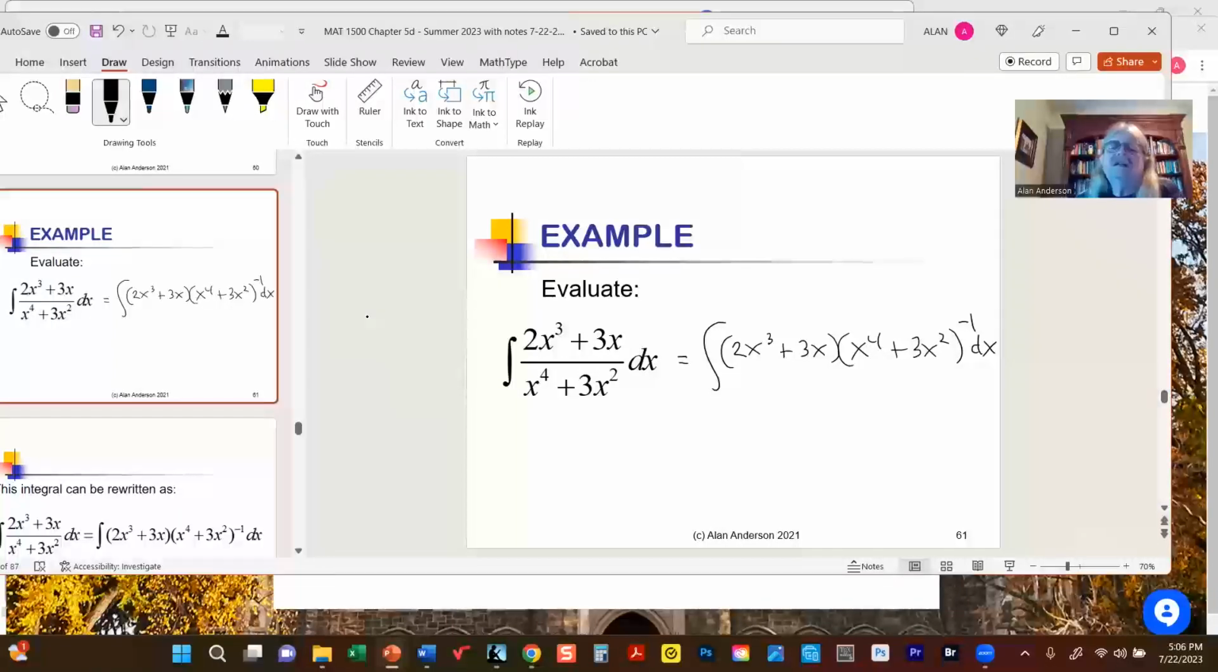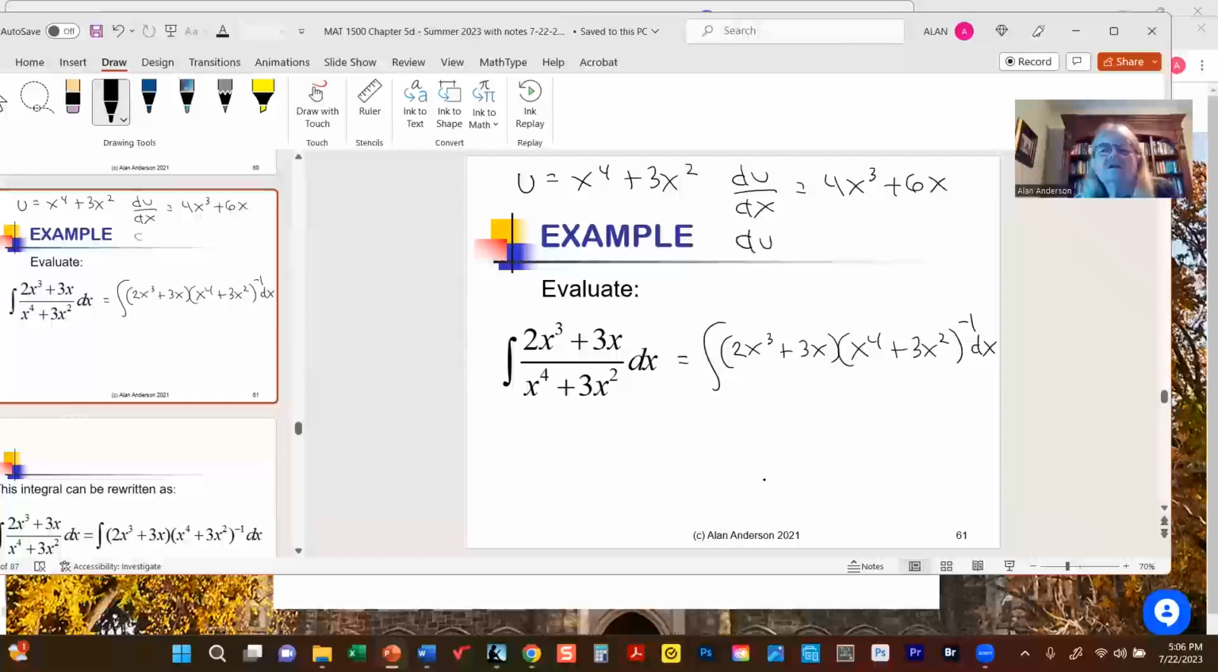So let's see, why don't we do this? Let's try u equals x to the 4th plus 3x squared. du dx is 4x cubed plus 6x, or du is 4x cubed plus 6x dx. So it looks like we got lucky here, because this expression could be rewritten as, if we double this, then we'll have what we need.